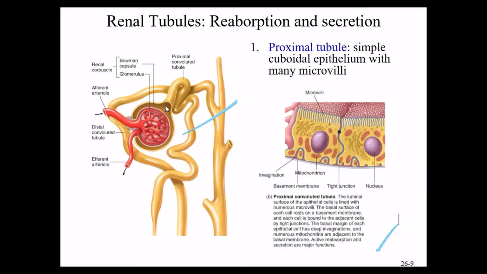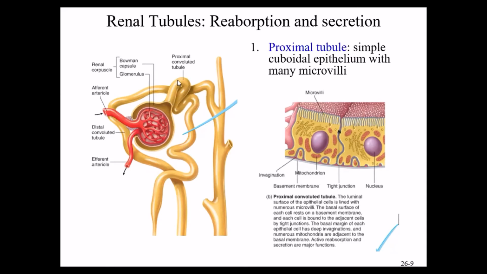Now you've got to take this filtrate, and you need to reabsorb a lot of that filtrate back into the bloodstream. Most of it, actually 98, 99% of the filtrate that gets produced here has to be reabsorbed back into the bloodstream. And that takes place in these tubules. The first tubule that you come to is going to be the proximal convoluted tubule.